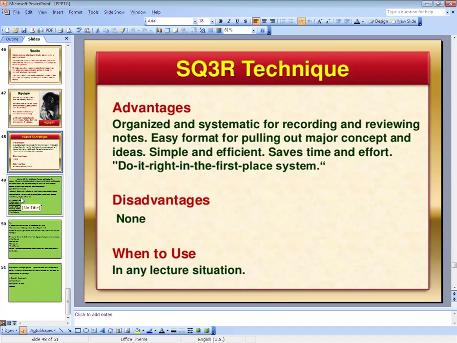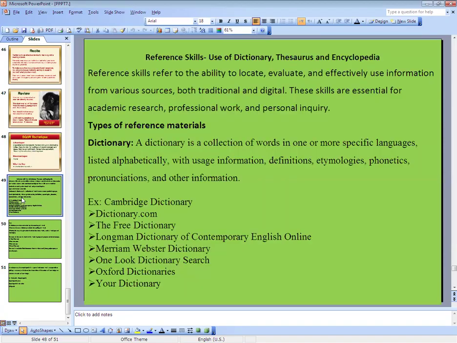So when are you going to use it? It is used in any lecture situation, whether it is a classroom or any other way you can use it. Now coming to your reference skills. Reference skills refers to the ability of an individual to locate, evaluate, and effectively use information from various sources, like we have both traditional as well as digital resources. These skills are essential for your academic, research, professional work or personal inquiry.